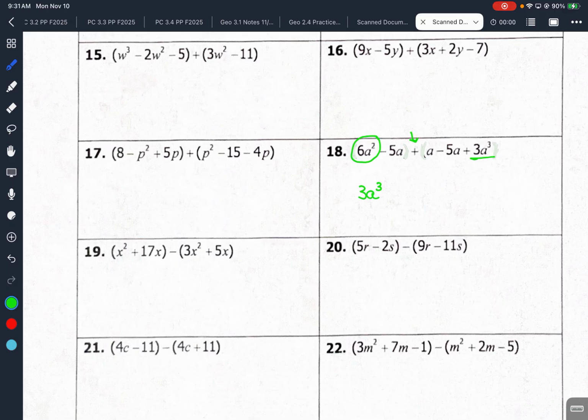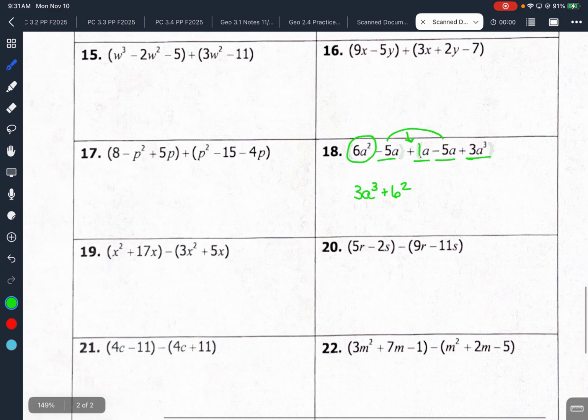So now I have 6a squared. Do I have another a squared? Nope. So plus 6a squared. And now I have minus 5a plus a minus 5a. So I have all three I need to combine, correct? Well, I got to combine all of them, right? So negative 5 and negative 5 is negative 10 plus 1 is negative 9. Negative 9a. And do I have a constant on this one? No. Nope. Okay. So are there lots of methods to do this? Yes.